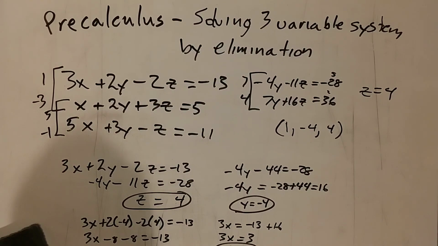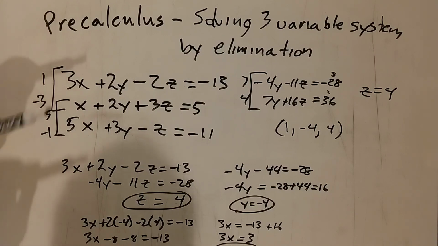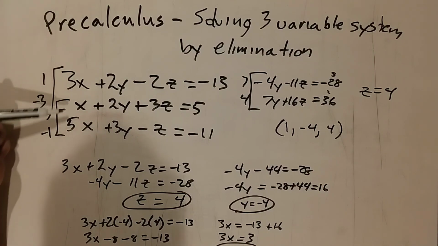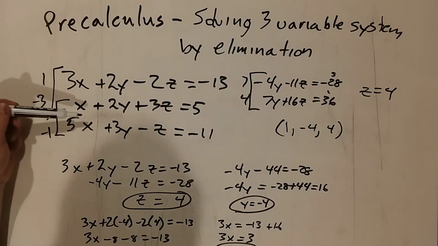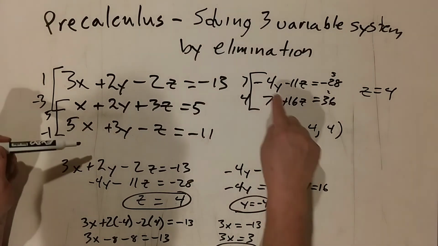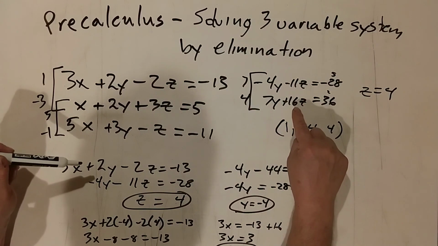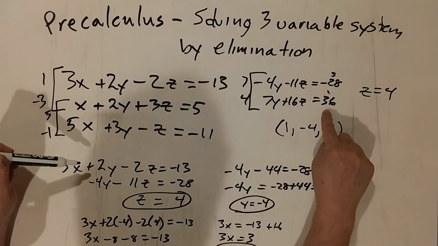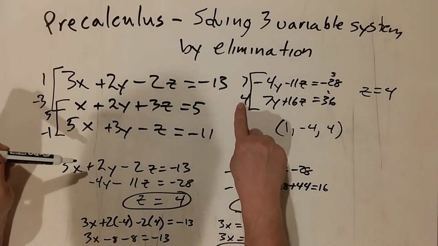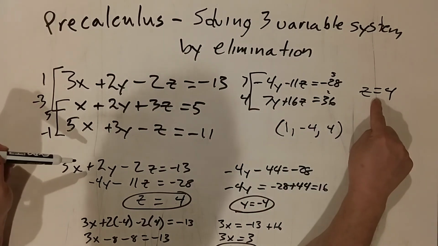Let me do another example, just again so you can see the steps that we're using. Using the elimination method to eliminate x from the first two equations and from the second two equations, that gives me two equations where x is eliminated. Now I have a system of two equations and two variables. I use elimination again to eliminate y, and I have the value of z.